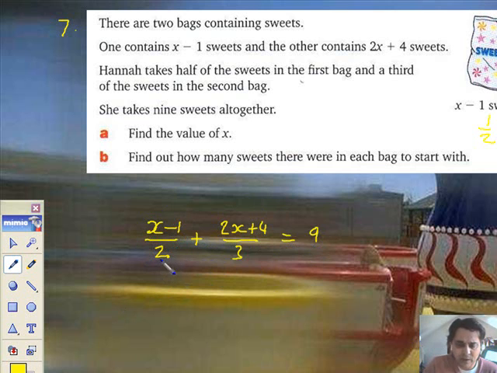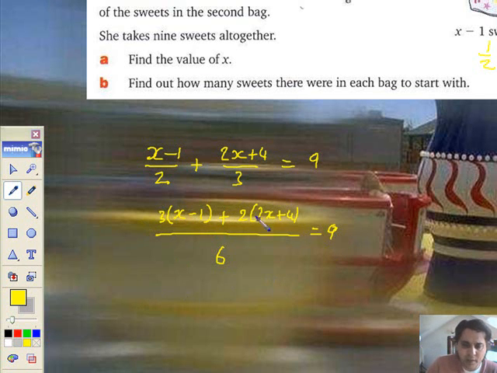The lowest common multiple of 2 and 3 is going to be 6. So if I put it all over 6, don't forget to put the 9 there, I must multiply top and bottom by 3, so that goes x minus 1, and I must multiply top and bottom by 2. That's how I got the 6 at the bottom for each. So multiply the second by 2, 2x plus 4. To avoid heartache, let's get rid of this 6 and multiply, while at the same time multiplying the top part out. So I've got 3x minus 3 plus 4x plus 8.